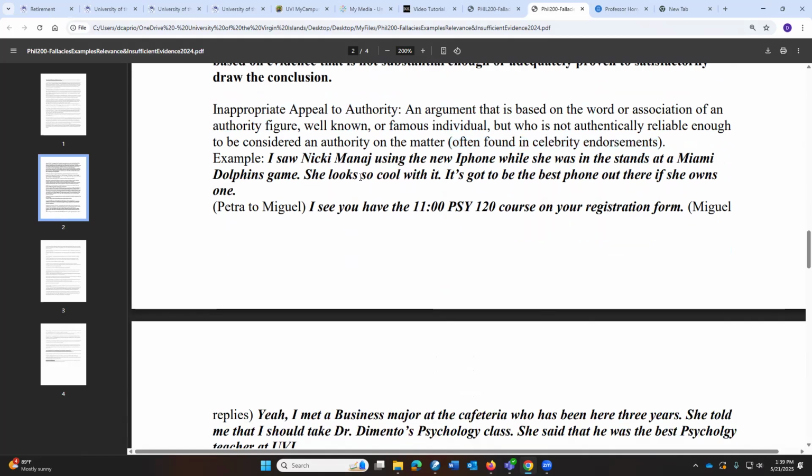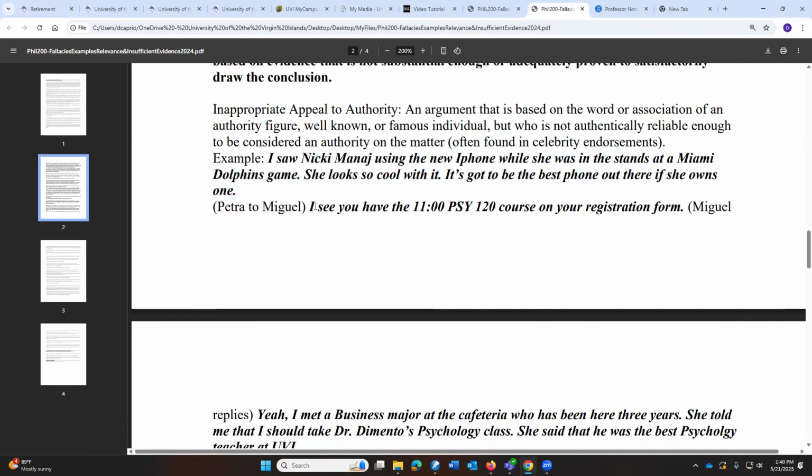So, I saw Nicki Minaj using the new iPhone while she was in the stands at the Miami Dolphins game. She looks so cool with it. It's got to be the best phone out there if she owns one. Well, just because Nicki Minaj owns the phone doesn't make her an authority on what the best cell phone is. I might want to have what Nicki has, but that doesn't mean it is the best phone.